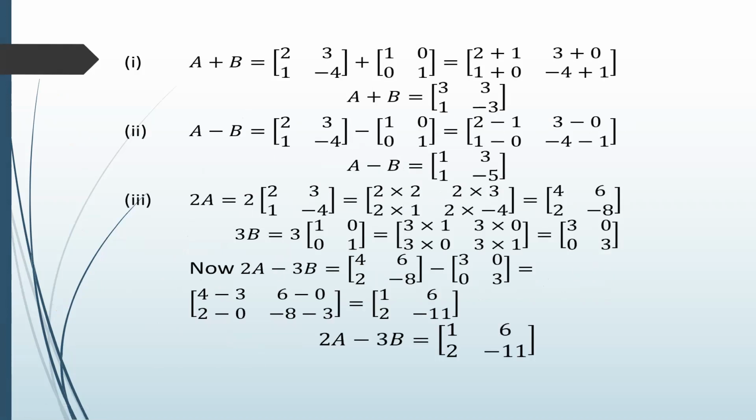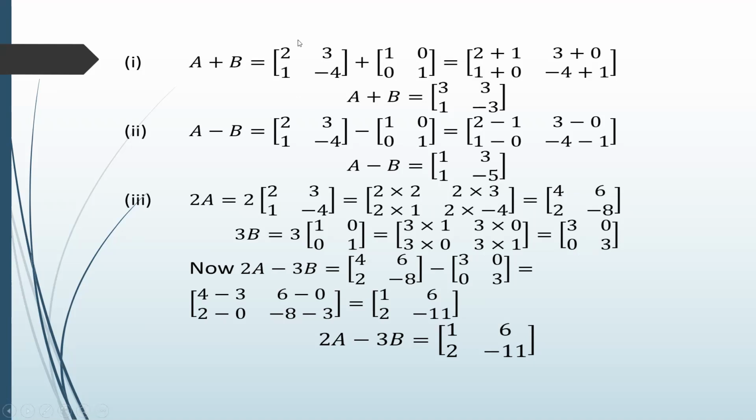Now we go for the third part, which is A plus B. We have A equal to 2, 3, 1, minus 4, B equal to 1, 0, 0, 1. So for A plus B, we add corresponding elements. So this will come 2 plus 1, 3 plus 0, 1 plus 0, minus 4 plus 1. Then we get 3, 3, 1, minus 3.